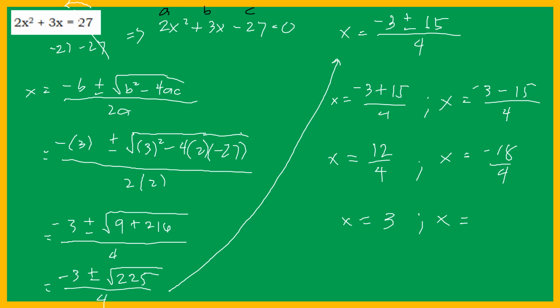So since hindi siya divisible or hindi magiging whole number yung sagot natin, let us simplify this and reduce it into lowest terms. So in this case, we can divide the numerator and the denominator by 2 para ma-simplify natin siya. So that would be negative 9 over 2. And this is our solutions.